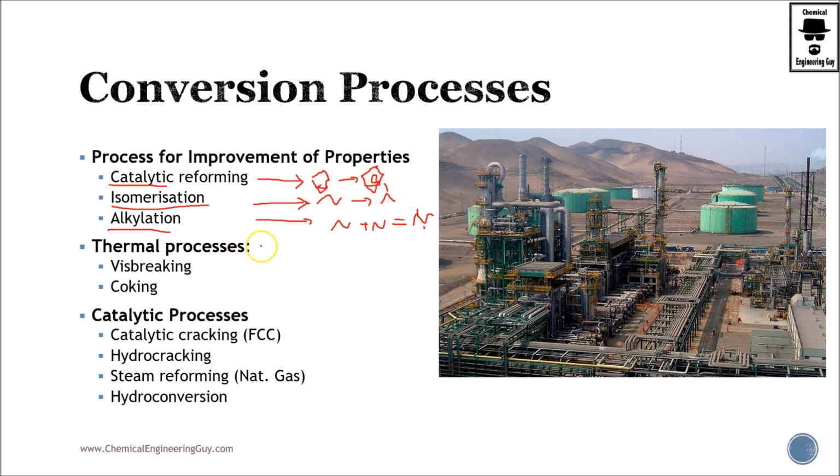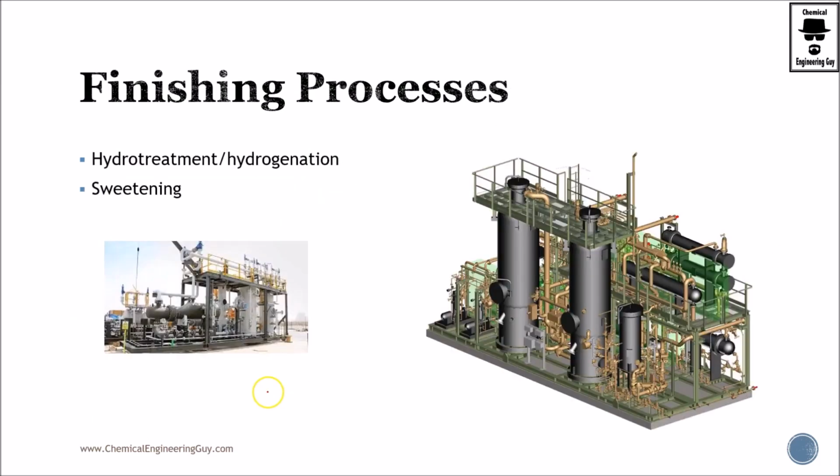Okay. Thermal processes such as visbreaking and coking. What we're doing here is converting low value residues into interesting high energy content materials that can be used in later applications. And many catalytic processes. We're going to encounter many catalysts that are used in this industry. For instance, FCC has a specific set of catalysts. In hydrocracking, we use another type of catalysts, steam reforming, hydroconversion, and so on.